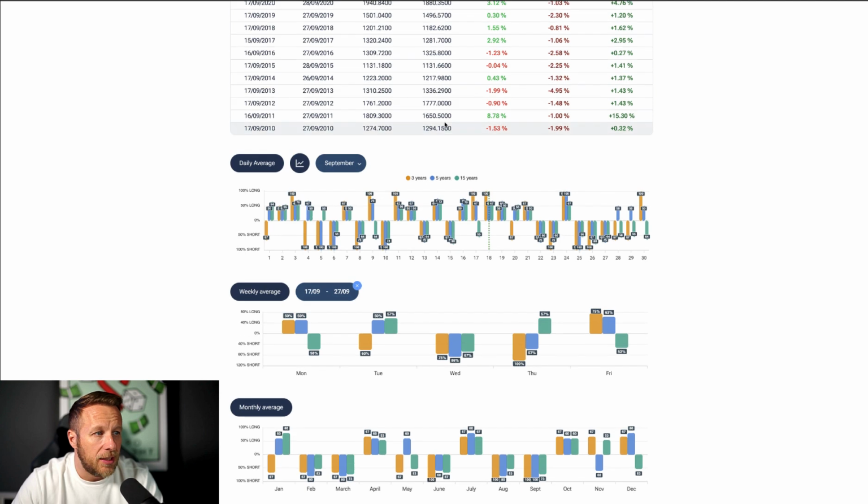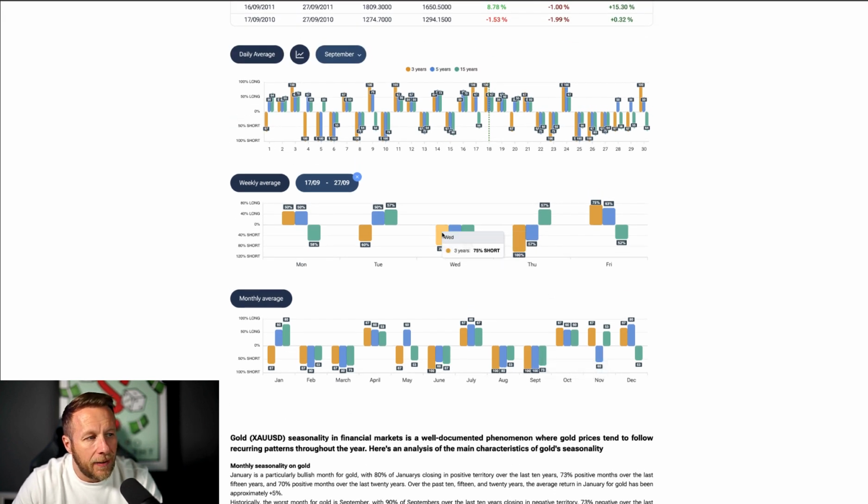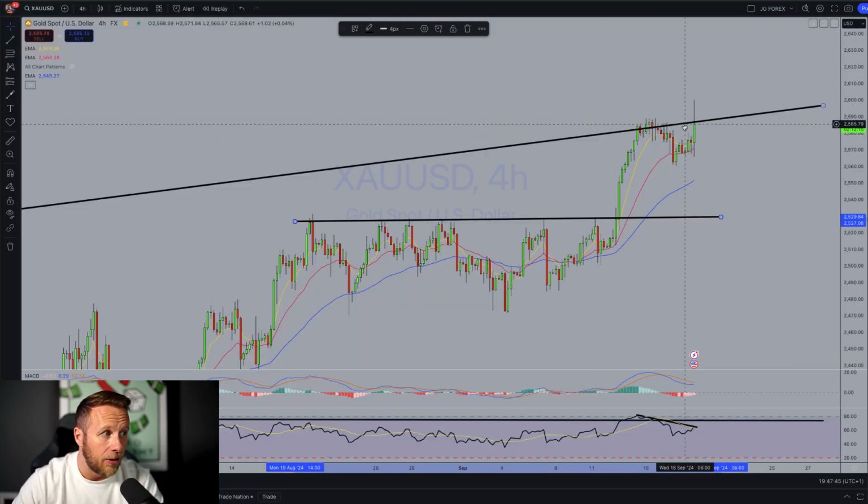So first of all, let's look at the daily averages. You can see on the monthly averages, right? So September, 100% short, 100% short, 73% short, all through September. Now we look at the weekly, and you can see today's Wednesday, and it's 75, 86, 67, all short. So today, if you was to optimize for shorting, today looks like the best day. And when you compare that with price action and what's happening right now, that gives me a lot of confidence.